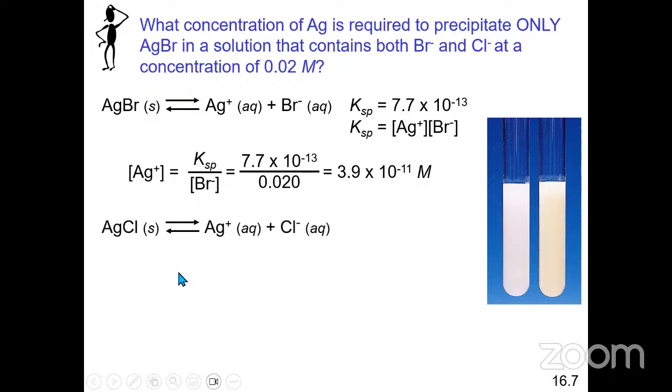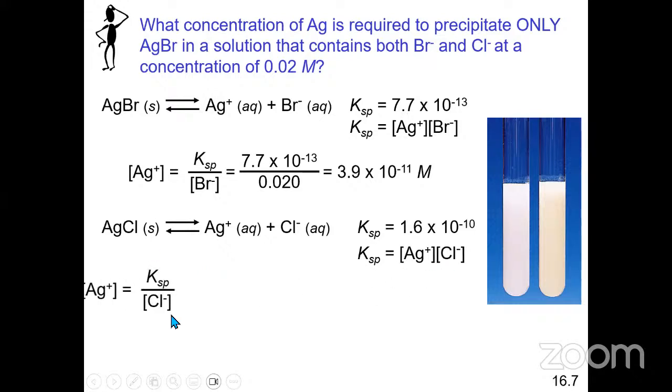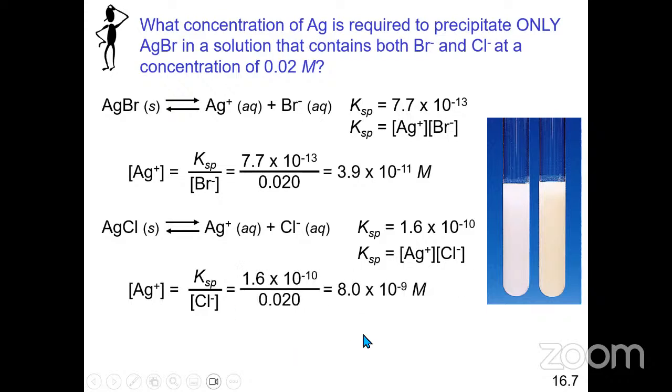Then we look at the dissociation of the silver chloride, and we find out the KSP for that from the tables, and we write down a similar expression for KSP, and then we rearrange, just like we did here, for the concentration of Ag+, which would be equal to KSP divided by the concentration of the chloride. And then we put the numbers in, and then we get 8.0 times 10 to the minus 9.